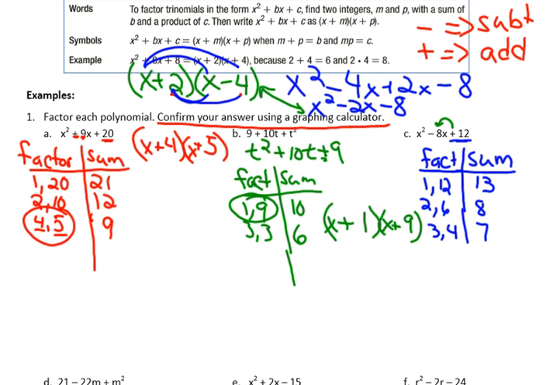Okay, so when I put in my parentheses, they each get an x. This is the set I need. But they have to add to give me a negative 8. So when they have to add to give me a negative, they both are negative. And this is one of the harder parts, trying to make sure you get your signs correct in the parentheses.